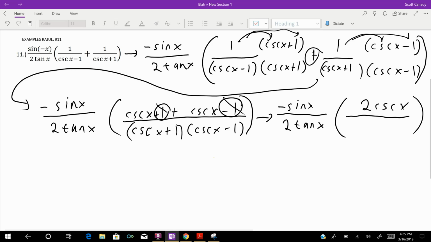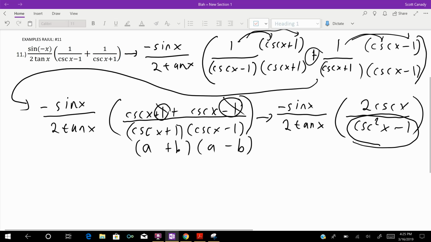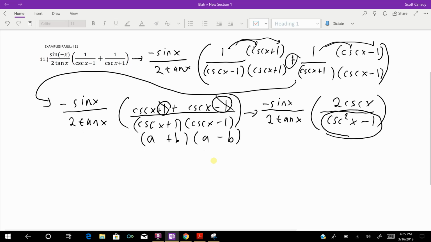And let's take a look at that denominator. This is a plus b times a minus b, which of course becomes a squared minus b squared. A is cosecant of x, b is 1. So this becomes cosecant squared x minus 1. And you're going to find out that in a lot of these identities and a lot of these expressions that you're trying to simplify, you're going to get difference of squares, and that difference of squares is going to turn into Pythagorean identity. And in this case, this Pythagorean identity, cosecant squared x minus 1, becomes cotangent squared x. So that's what we're going to do in our very next step. Let's go ahead and shrink this down a little bit so we've got a little bit more room.